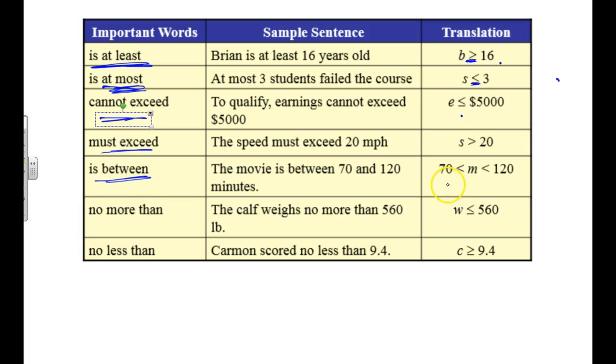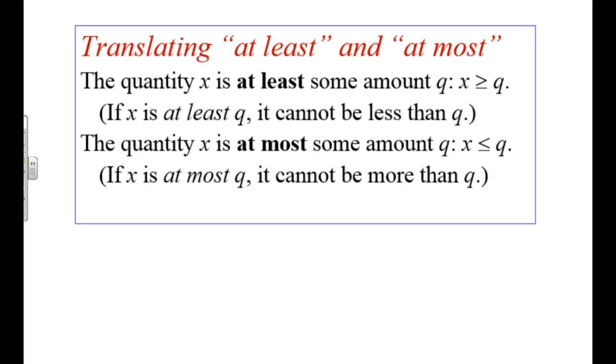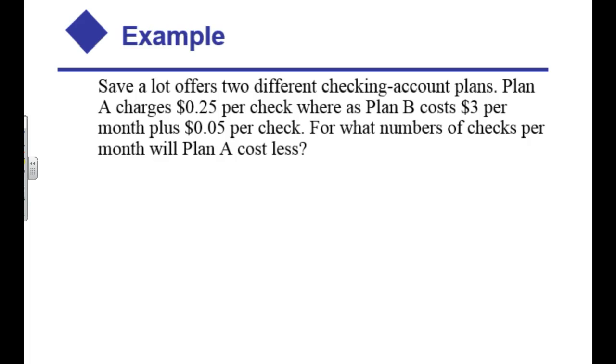Between, we talked about that. Put the lower number on the left and use less than sign. That's that 3L rule. No more than, it could be equal to. More than would be, it cannot be equal to, but no more than. 560 is no more than 560, so that's why it's equal. And then no less than also has an equal sign to it. So translating at least and at most is usually the difficult part. So we'll focus in on those.